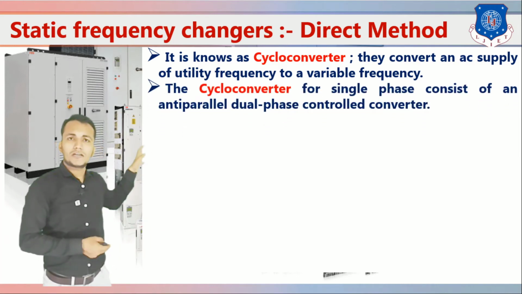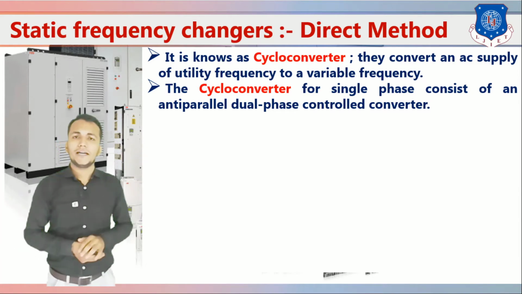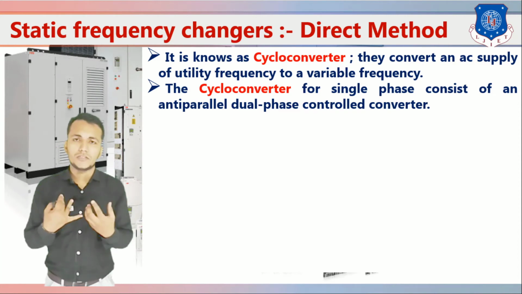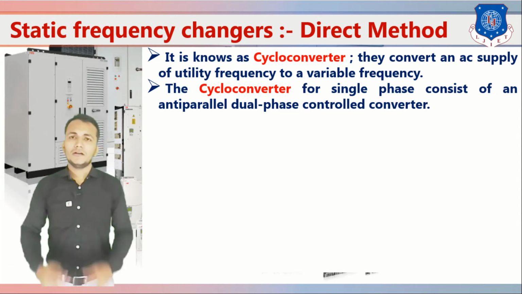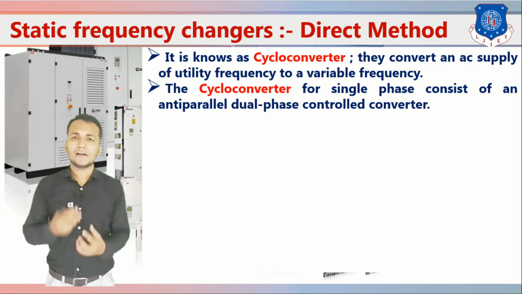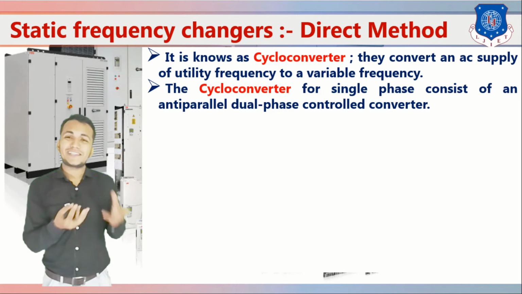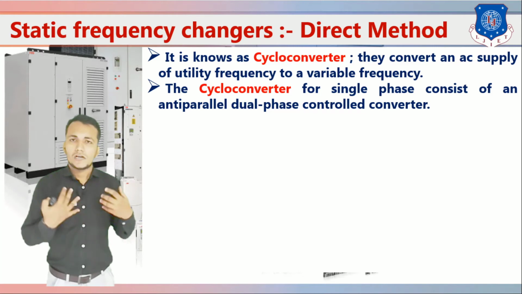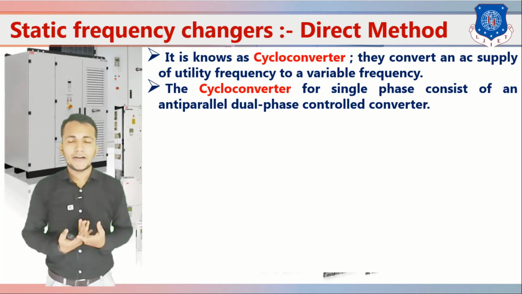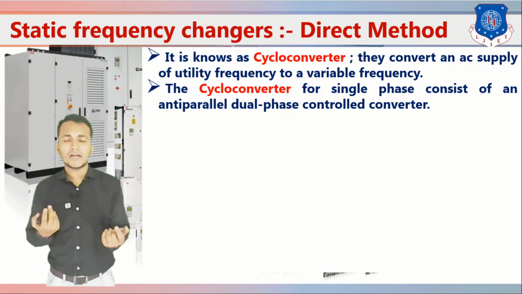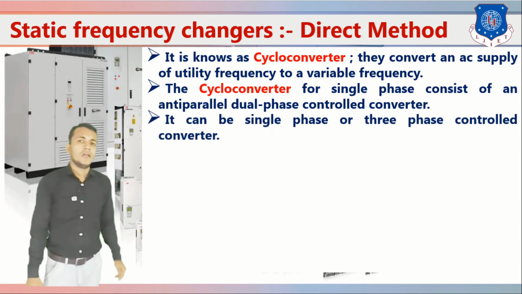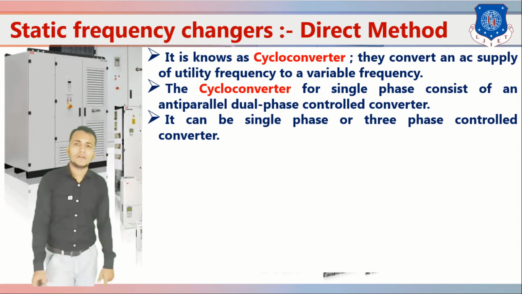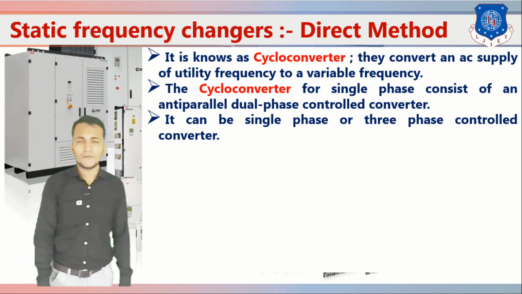Now the cycloconverter for a single phase circuit is an anti-parallel dual phase control converter, okay. If we want to see the circuit for the cycloconverter, then it is basically anti-parallel connected HCR, okay. We already discussed this in our power electronics also. A cycloconverter uses a power device, that is a triac, to anti-parallel connect the HCR, okay. Then it can be a single phase or three phase control converter. We can say the cycloconverter may be three phase or single phase.